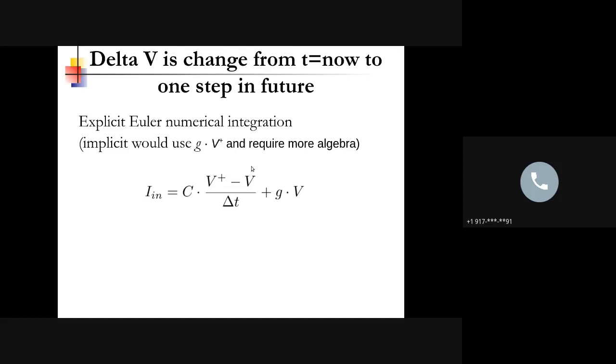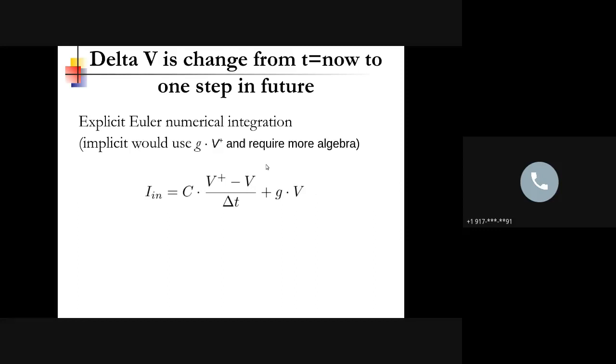So how does that work? Well, we need to go from time now to future time. So we represent future time as t superscript plus, and future voltage as v superscript plus. Not an exponent. This is not an exponent. It's just a tag, a superscript tag.